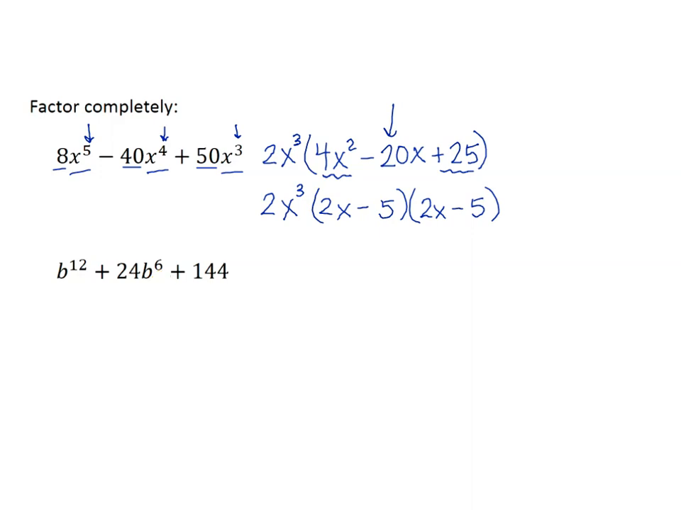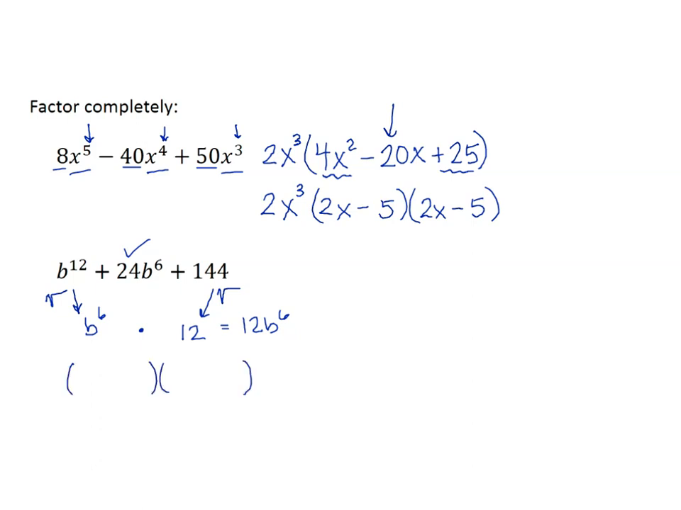If I take the square root of b to the 12th, I get b to the 6th. If I take the square root of 144, I get 12. And if I multiply these together, that gives me 12b to the 6th. If I double it, then I do get 24b to the 6th. So it checks out. So now I'm going to use these square roots to factor it.